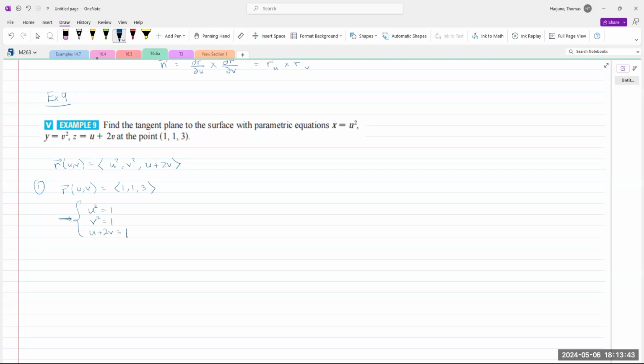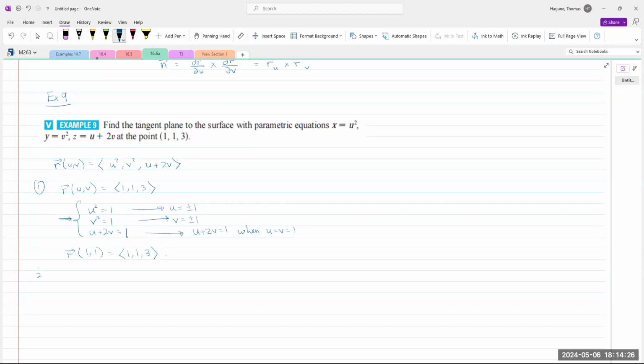I think you can see that u equals plus or minus 1, and phi will be plus or minus 1. But which one will give us u plus 2 phi equals 3? U plus 2 phi equals 3 when both u and phi equal 1, right? In other words, the coordinate that we are looking for in terms of u and phi is (1, 1). So u equals 1 and phi equals 1.